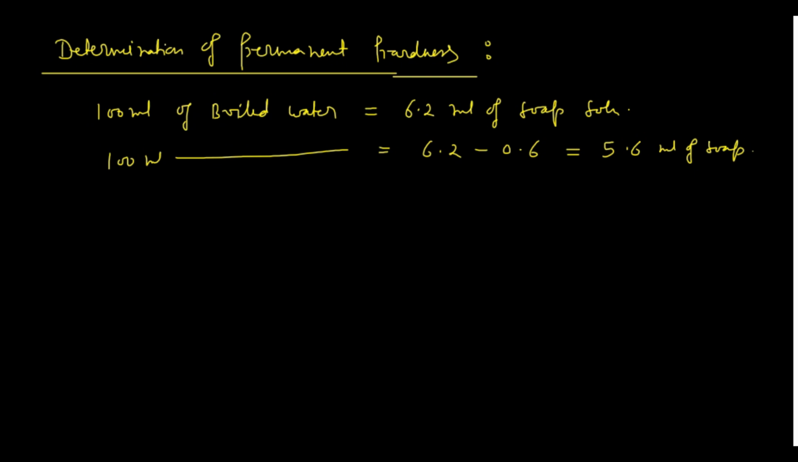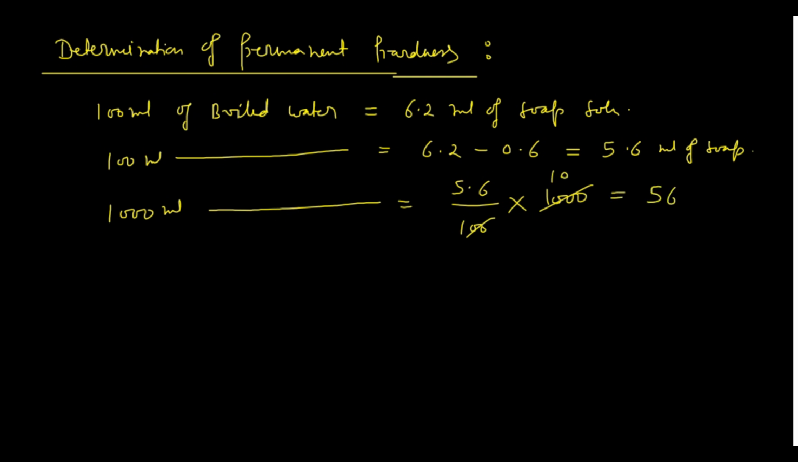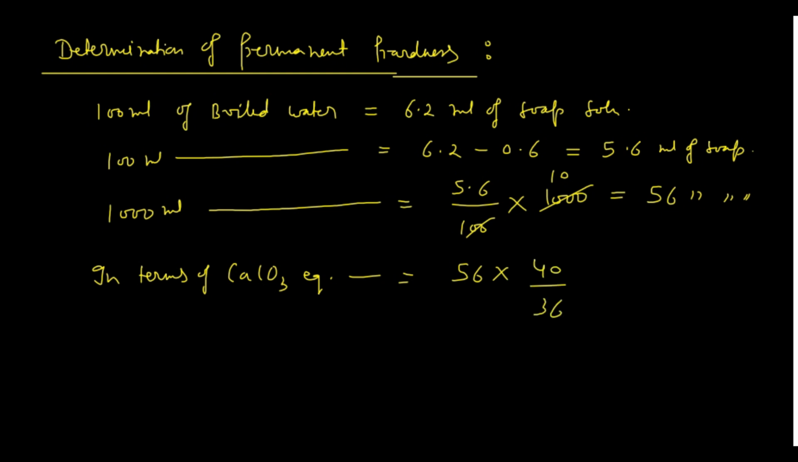And this you need to calculate for 1000 ml, because we need the answer in milligram per liter, and 1 liter equals 1000 ml. So 5.6 over 100 multiplied by 1000, it goes 10 times, so it is 56 ml of soap solution. Now in terms of CaCO3 equivalent, how much will it be? 56 multiplied by 40 by 36. I hope this is quite clear to you.